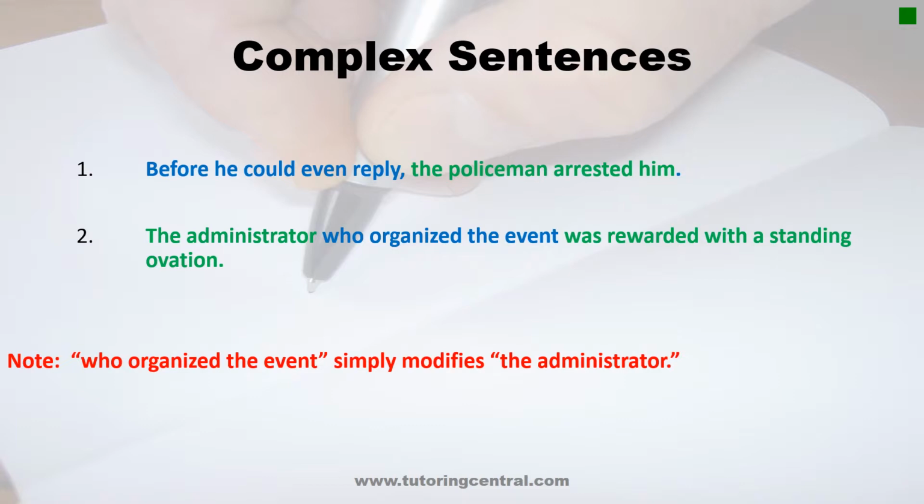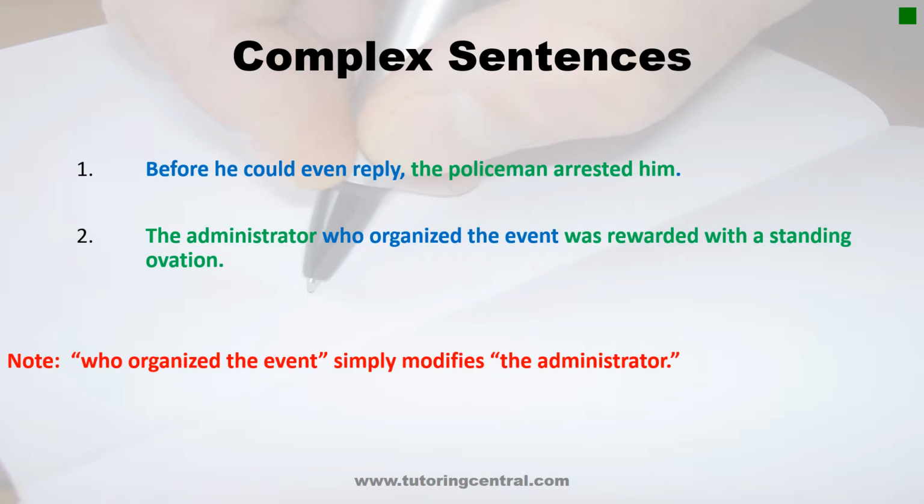It means we're waiting for more information. The policeman arrested him. Now that is a complete sentence. So there's the independent clause, the policeman arrested him, and the dependent is before he could even reply. So that forms a complex sentence.